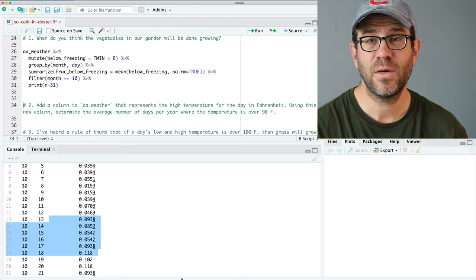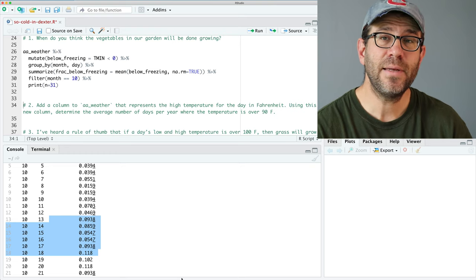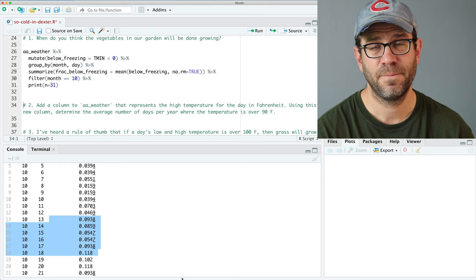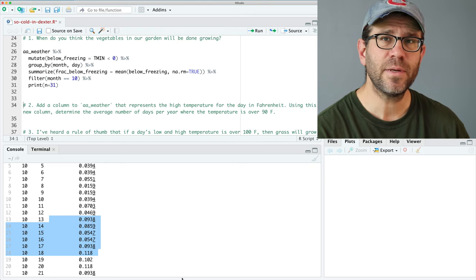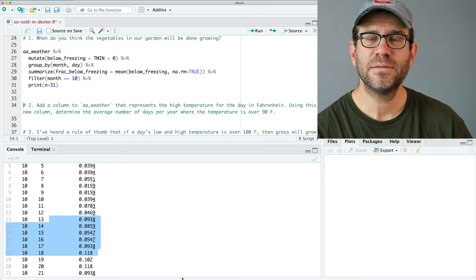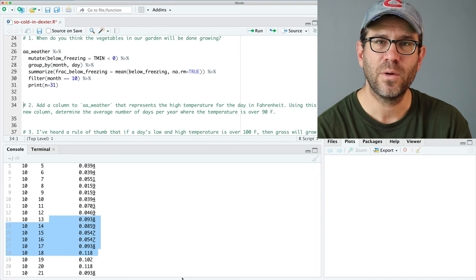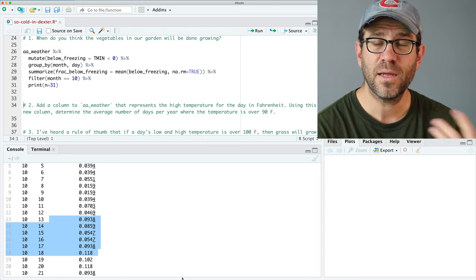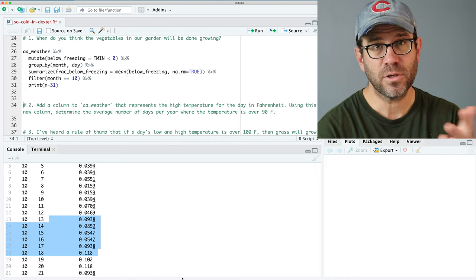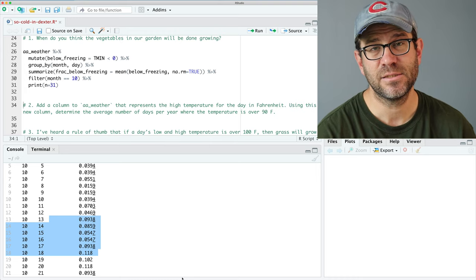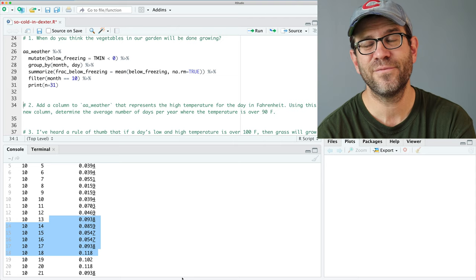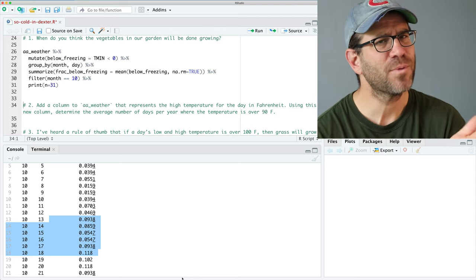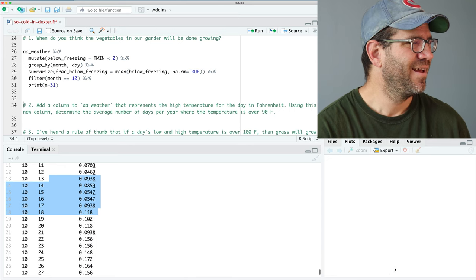So the second question that we want to deal with is, how many days in Ann Arbor have a temperature greater than 90 degrees Fahrenheit? Okay, so this is a little bit of a different question, because we need to make a new column, right? We're not going to be dealing with the is below freezing column. We need to make a new temperature column that isn't in Celsius but is in Fahrenheit, right? I could have turned 90 into Celsius, but that kind of defeats the purpose of this exercise.